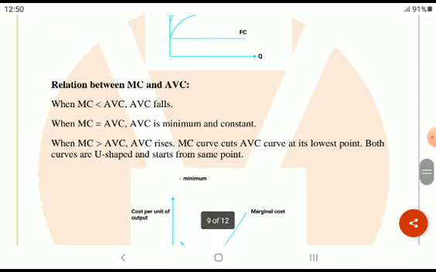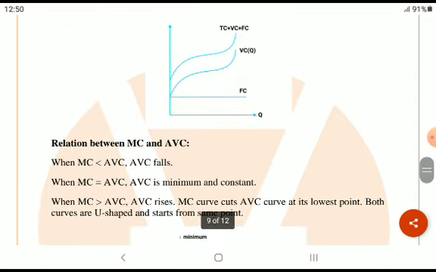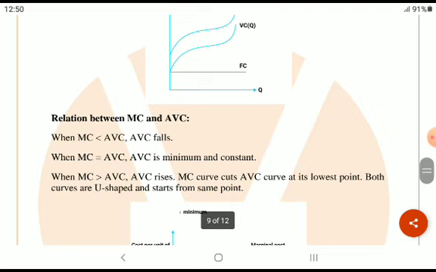Okay. Relationship between MC and AVC. When MC is smaller than AVC, AVC falls. When MC is equal to AVC, AVC is minimum and constant. When MC is greater than AVC, AVC rises. The MC curve cuts the AVC curve at its lowest point.